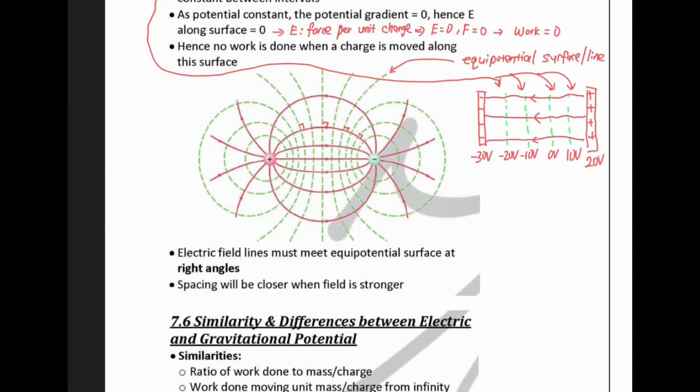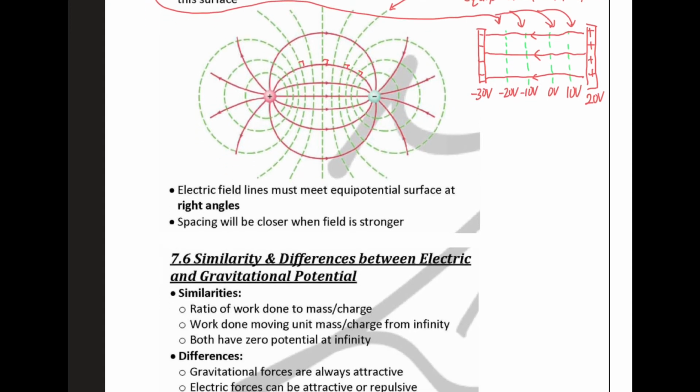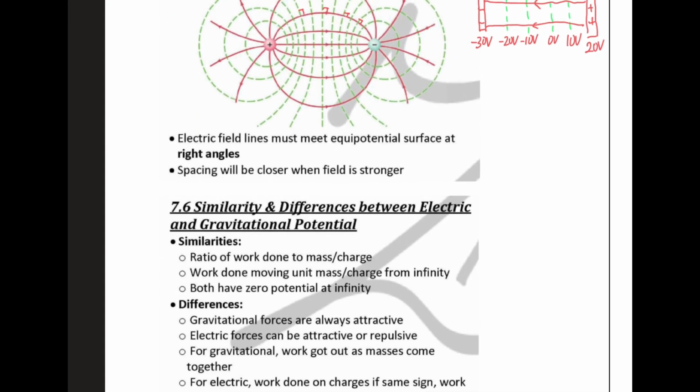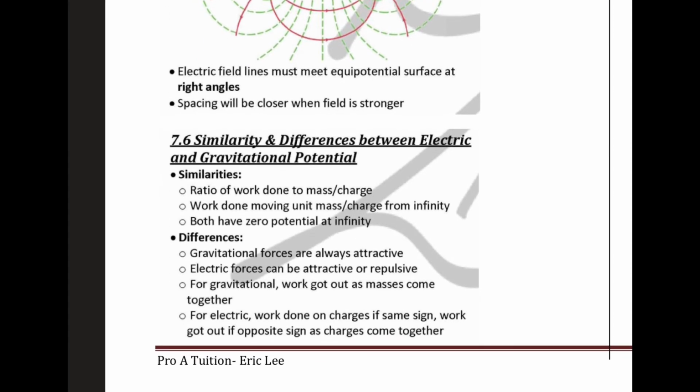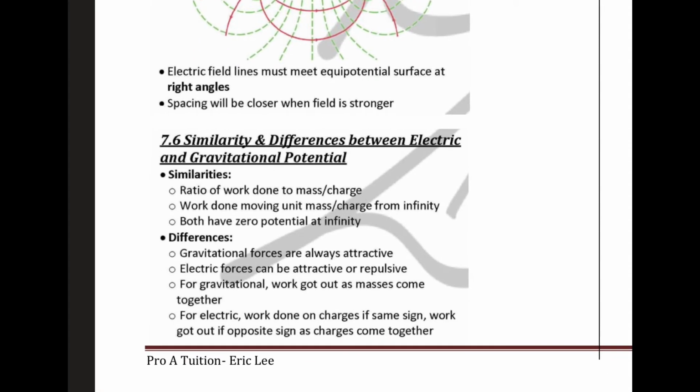Okay, so now let's move on with 7.6, similarities and differences between electric and gravitational potential. So the first one, similarities. Ratio of work done to mass or charge.